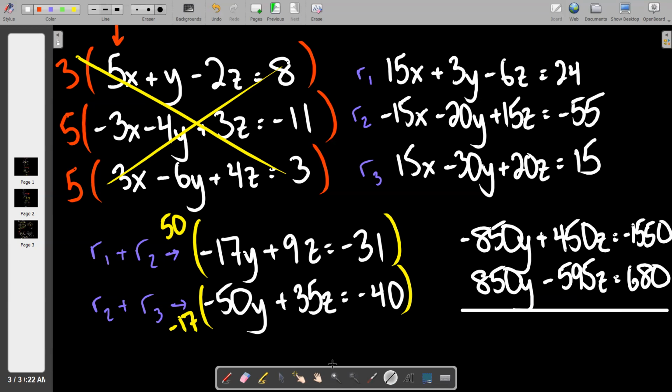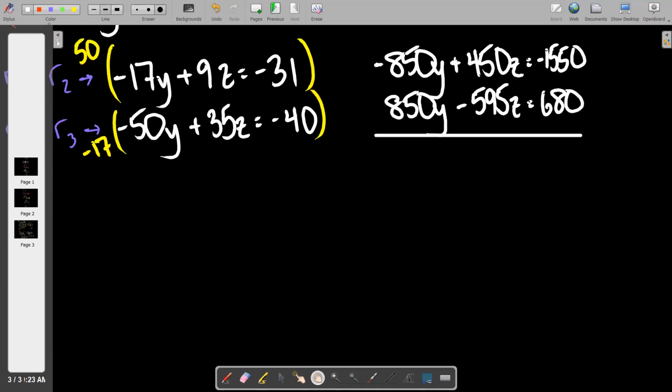It's okay. So when we add these together now, I think it's obvious that the Y's are going to cancel. How many Z's do we get? It's definitely negative what? Negative 145. And what's negative 1550 plus 680? Again, definitely negative. I'll get that part out of the way.